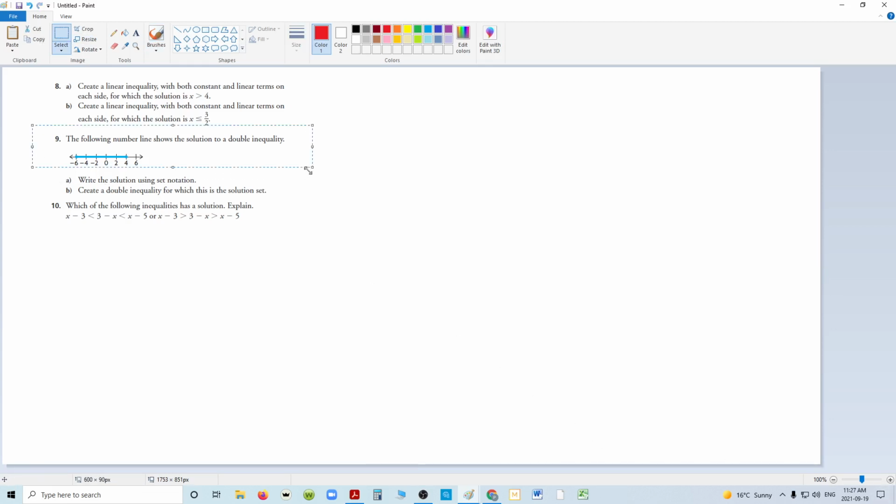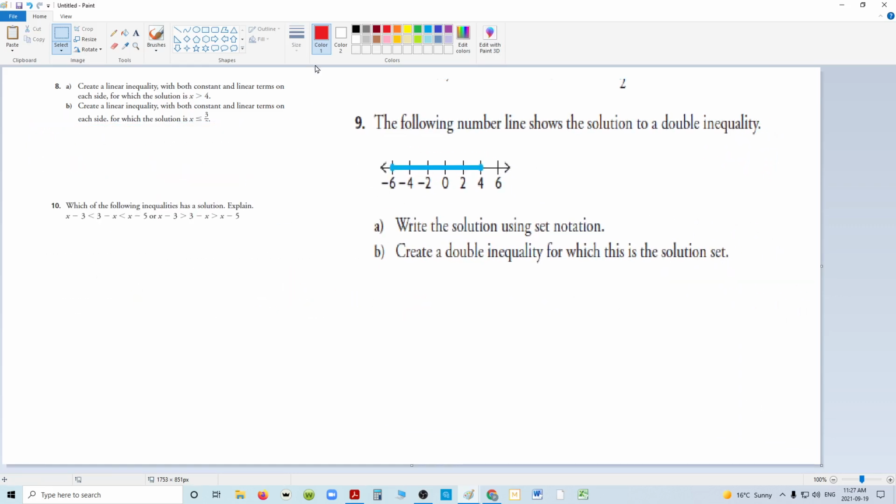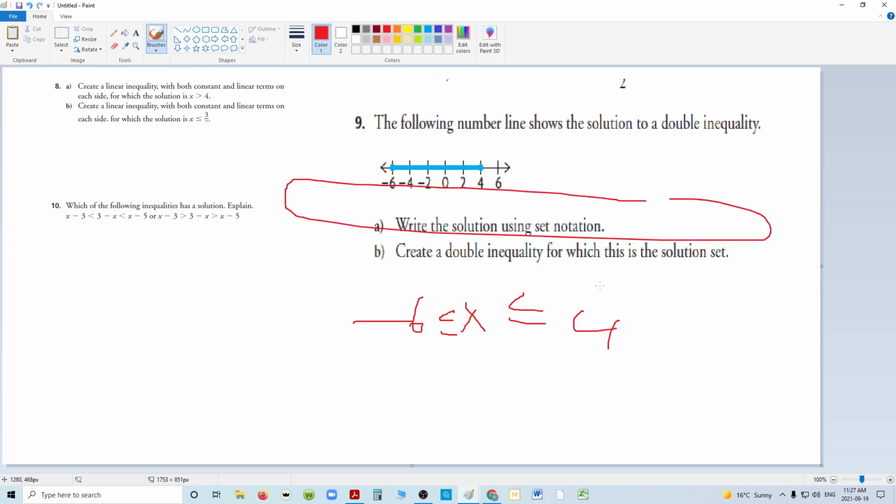The following shows this number line. So they essentially want you to be able to read number lines. So we can see it's that minus 6 is smaller or equal to x is smaller or equal to 4, and that's because there are solid dots painted in. Right, so there's the set notation. Create a double inequality for which this is a solution set.